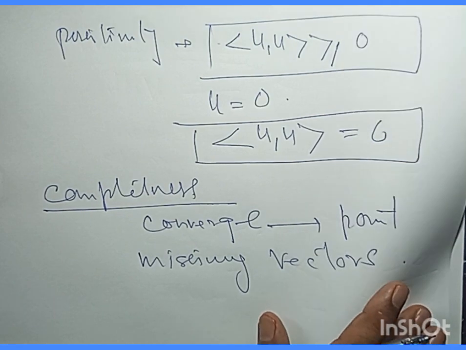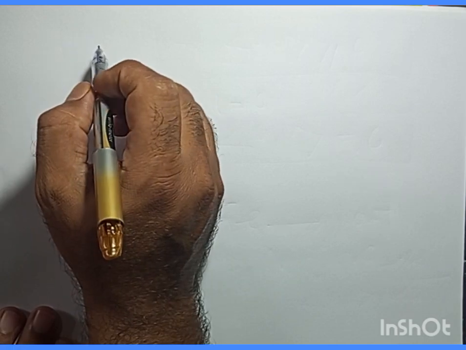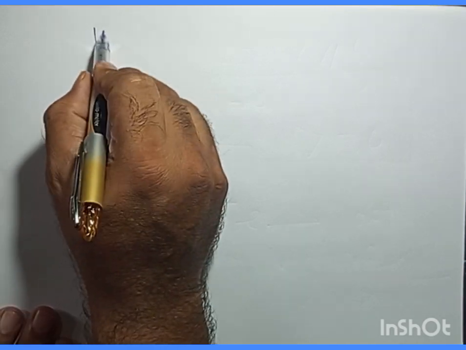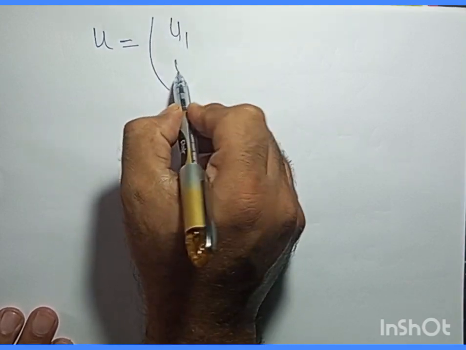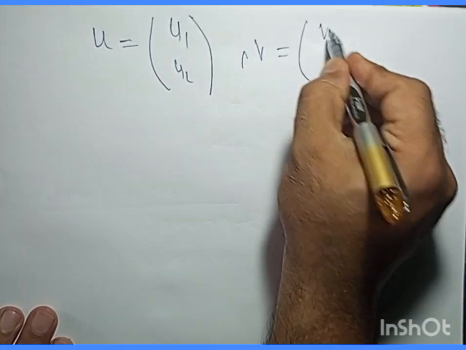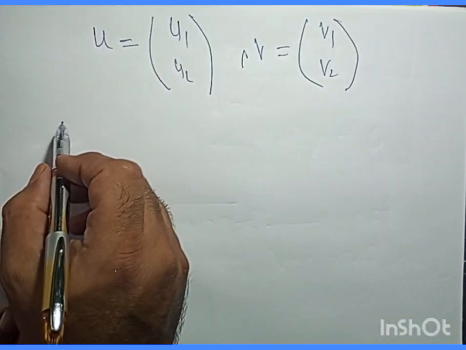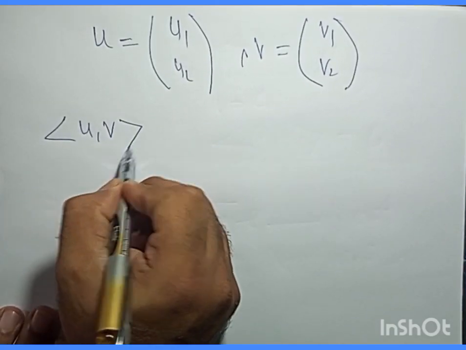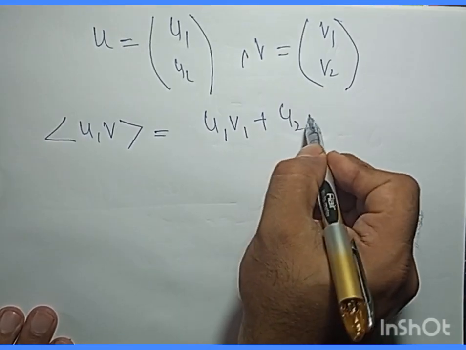Let me take some simple examples, starting with an example for the inner product. We define two state vectors. Say U is a column vector with entries U1 and U2, and V is a column vector with entries V1 and V2. If we want to take the inner product of these two vectors, U and V, this will be simply U1 V1 plus U2 V2.